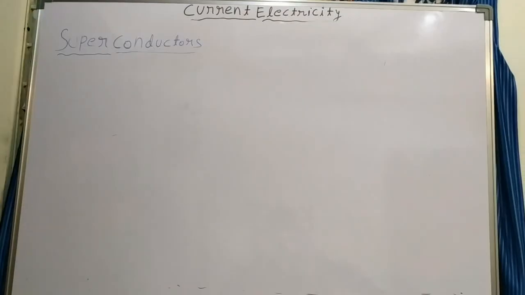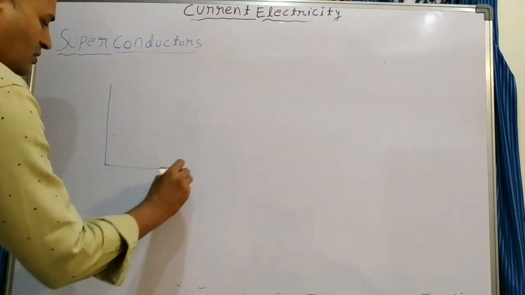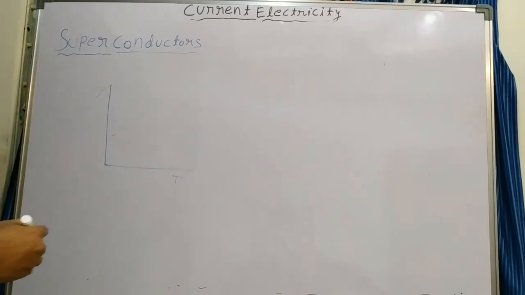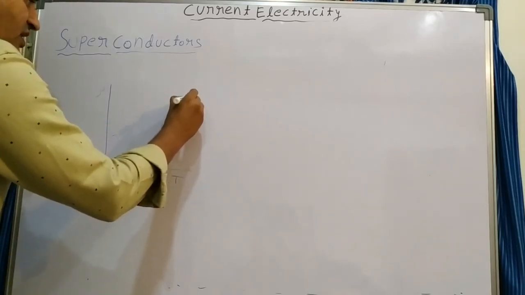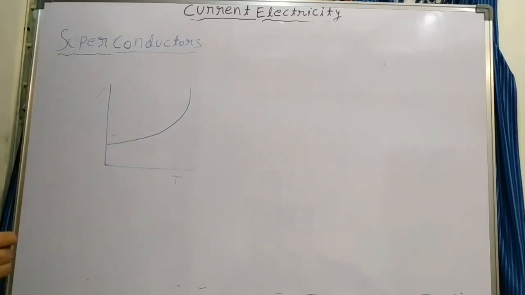Now we'll see about superconductors. Take normal conductors, temperature and resistivity. Suppose on decreasing temperature, resistivity also decreases. We get a graph like this. This is the ideal thought that we are thinking: temperature decreases, resistivity decreases. And this is not for semiconductors, this is for conductors only.